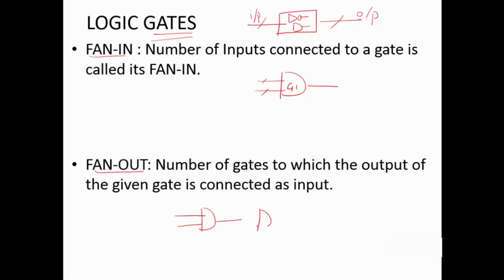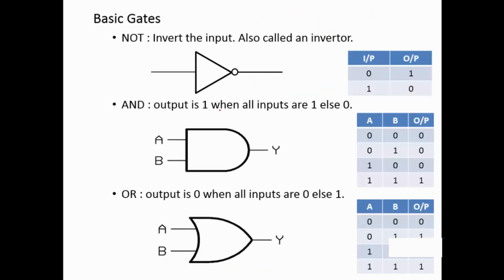Fan-out is the number of gates to which this output is connected. Suppose there are two gates. This output is connected to gate 1 and gate 2. Hence, the fan-out of gate 3 is 2. Similarly, as you can tell, the fan-out of gate 4 is only 1, since it is connected to G2 as an input only.